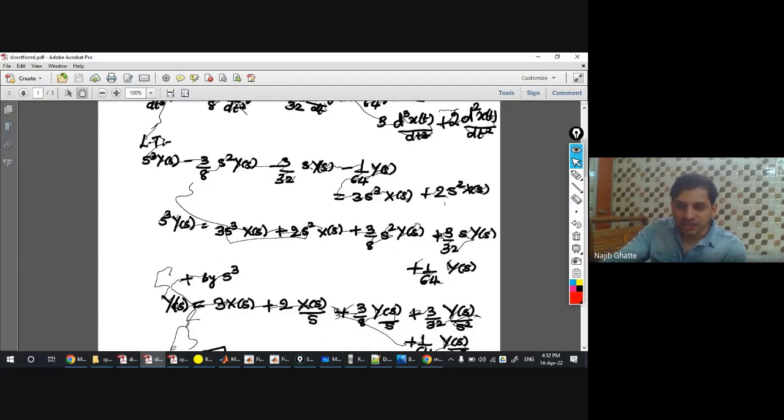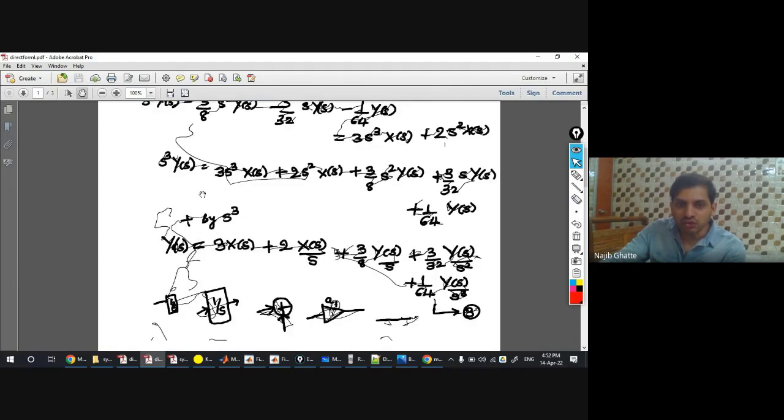Dividing the entire expression by s cube so that y of s will be coefficient free. So I get y of s equal to 3 x of s plus 2 x of s upon s plus 3 by 8 y of s upon s plus 3 upon 32 y of s upon s square plus 1 upon 64 y of s upon s cube.